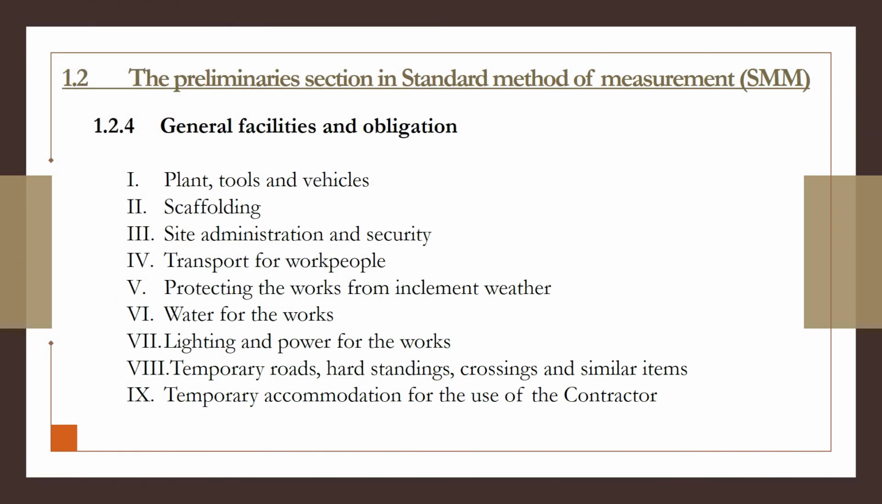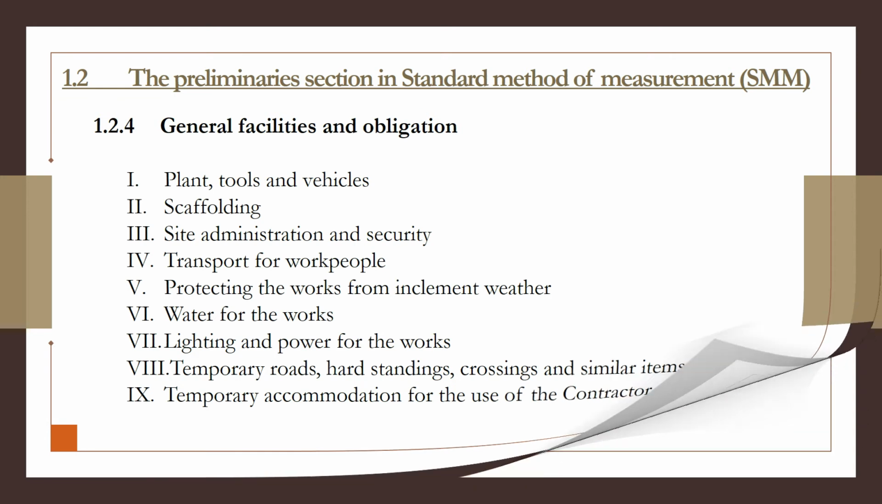Under general facilities and obligation, there shall be 9 sections. We will be going to the first one, which is plant, tools, and vehicles. Second, scaffolding. Third, site administration and security. Fourth, transport for work people. Fifth, protecting the works from inclement weather. Sixth, weather for the works. Seventh, lighting and power for the works. Eighth, temporary roads, hard standings, crossings, and similar items. And the last one shall be temporary accommodation for the use of the contractor.